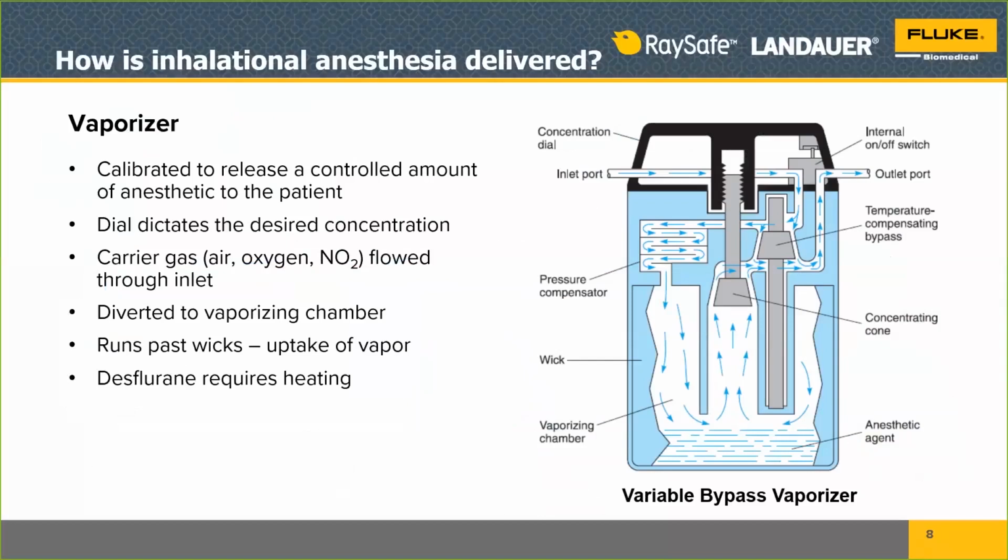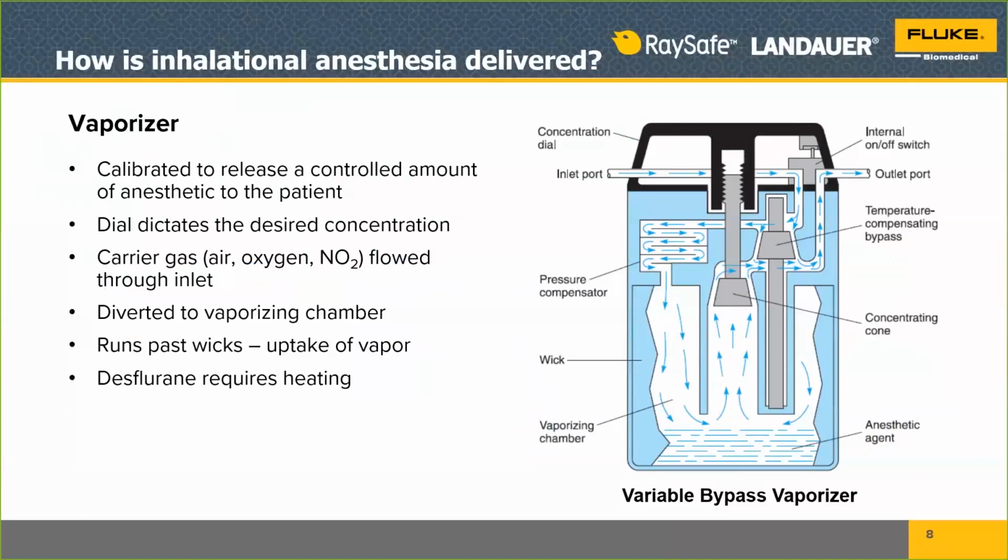The second component is the vaporizer. So that was a part of the circle rebreathing system. But what the vaporizer intends to do is release a controlled amount of anesthetic to the patient. And how is this controlled? It's controlled through the control dial on the top. So you're going to set that to your intended dosage.